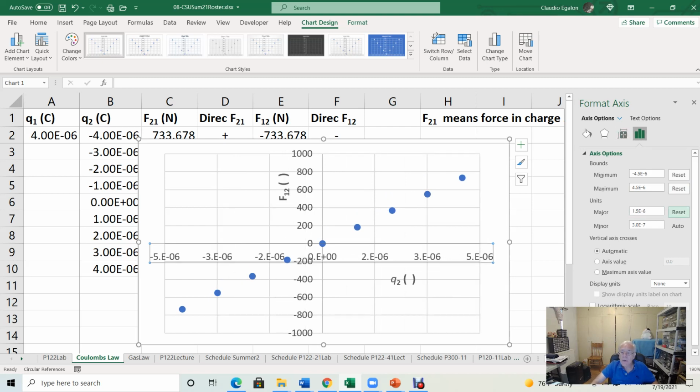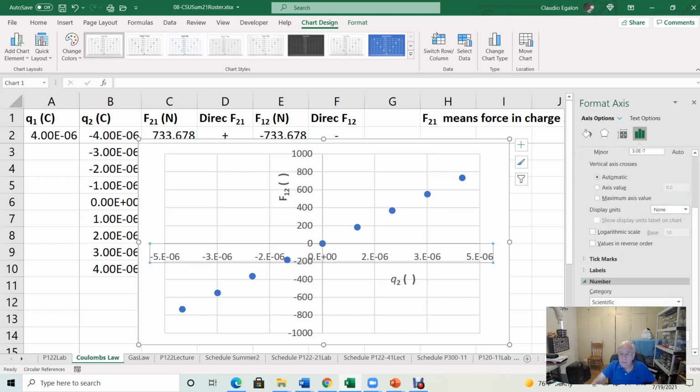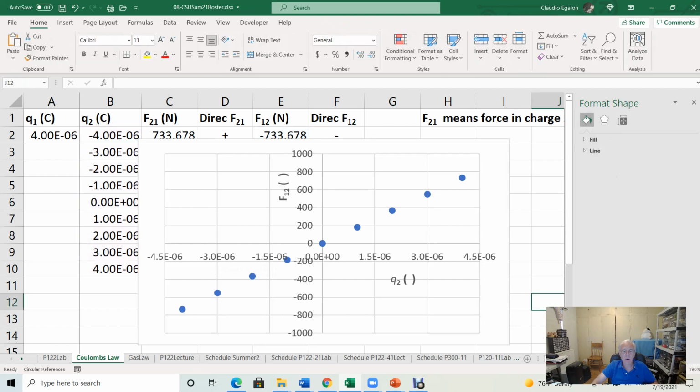And then we put one more decimal place there so we can see all the decimals that we need to see. Okay, now it looks better, right? 0, minus 1.5, minus 3, minus 4.5. We eliminate that big blank space that we had before.